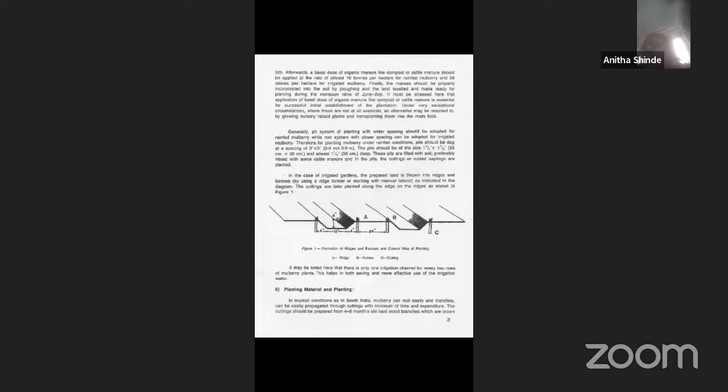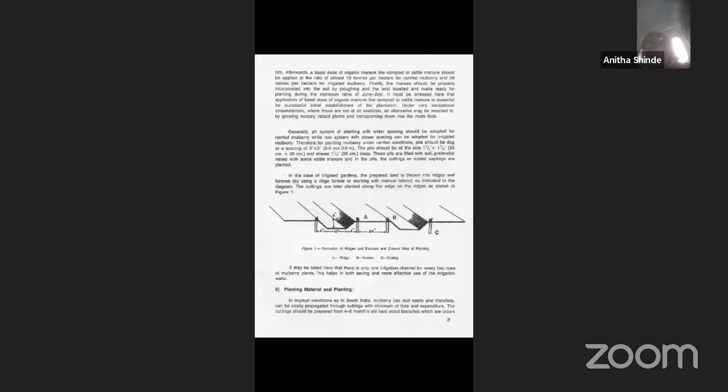Now, in the case of irrigated gardens, the prepared land is thrown into ridges and furrows by using a ridge furrower or by manual labor, as indicated in the diagram over here. The cuttings are then planted along the edge of the ridges. It may also be noted that there is only one irrigation channel for every two rows of mulberry plants. This helps in saving irrigation water. So this is how you have to go about the land preparation.